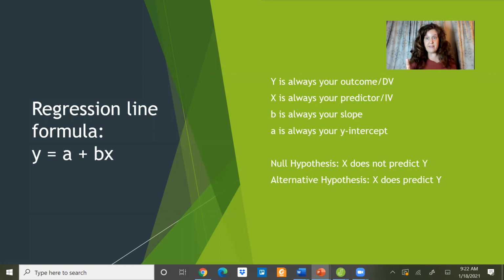What is the null hypothesis in regression? X doesn't predict Y very well. You do get a p-value for regression, and regression has effect size, which we'll talk about shortly. What's the alternative hypothesis? X does predict Y.